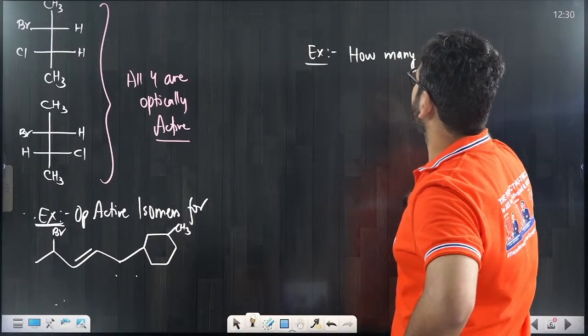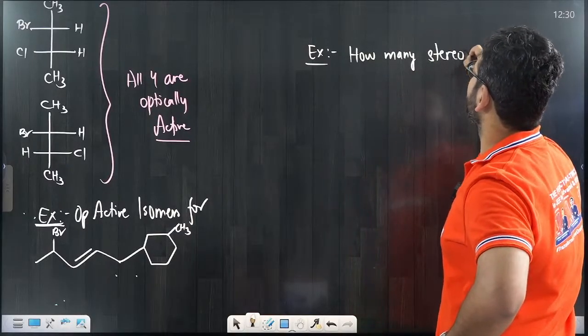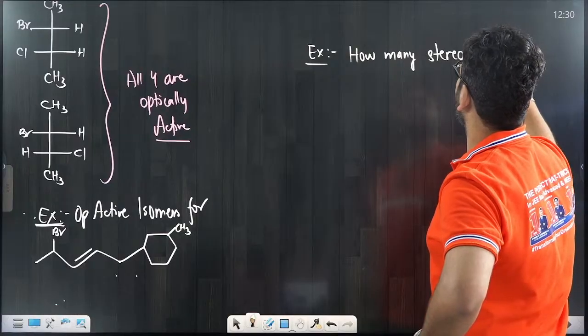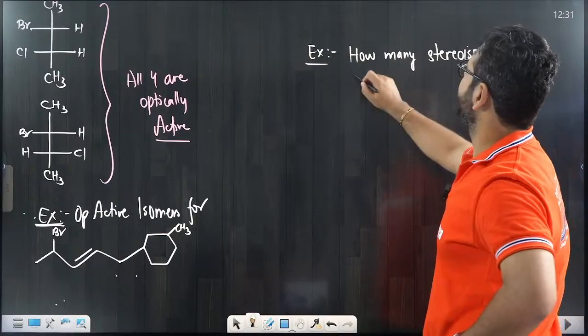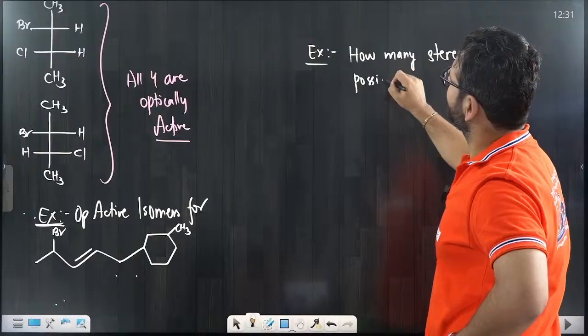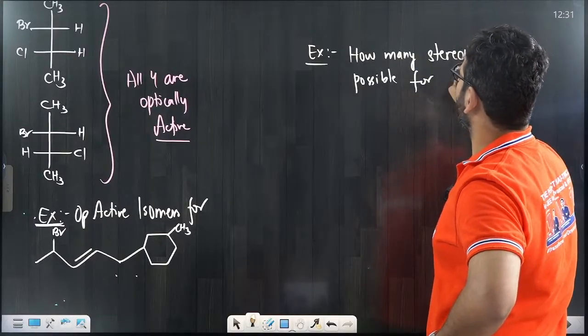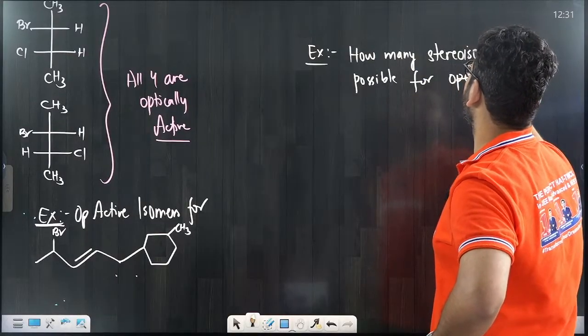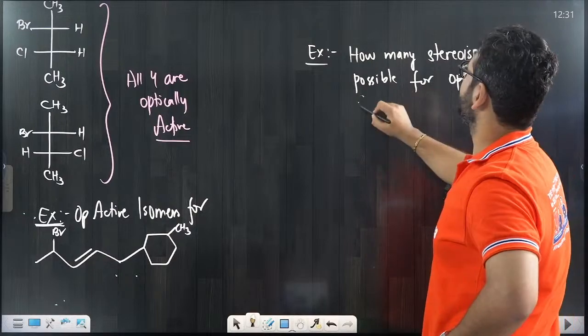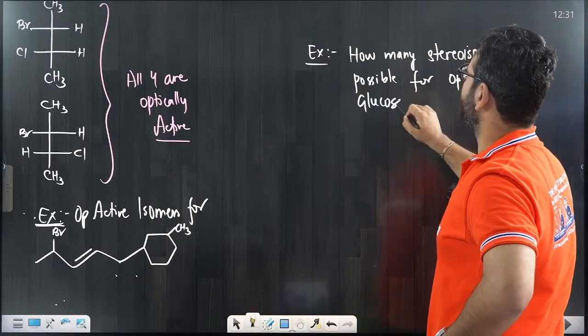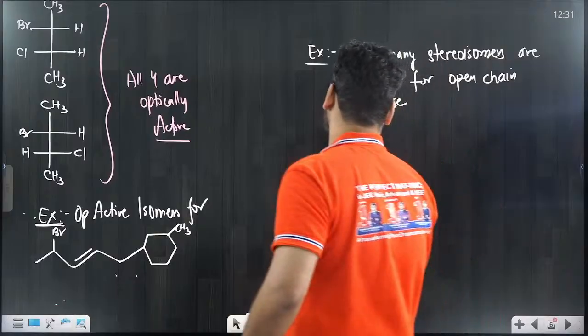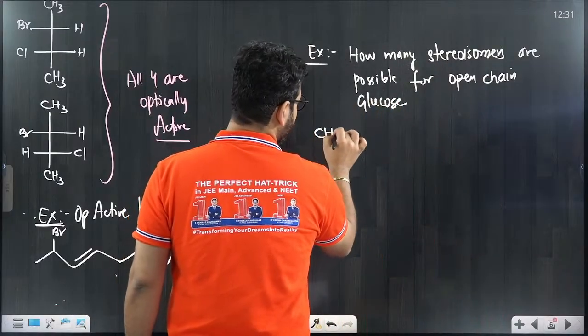How many total stereoisomers are possible for open chain glucose? You know, glucose can have a closed chain structure also, but this is the open chain structure that we are drawing.